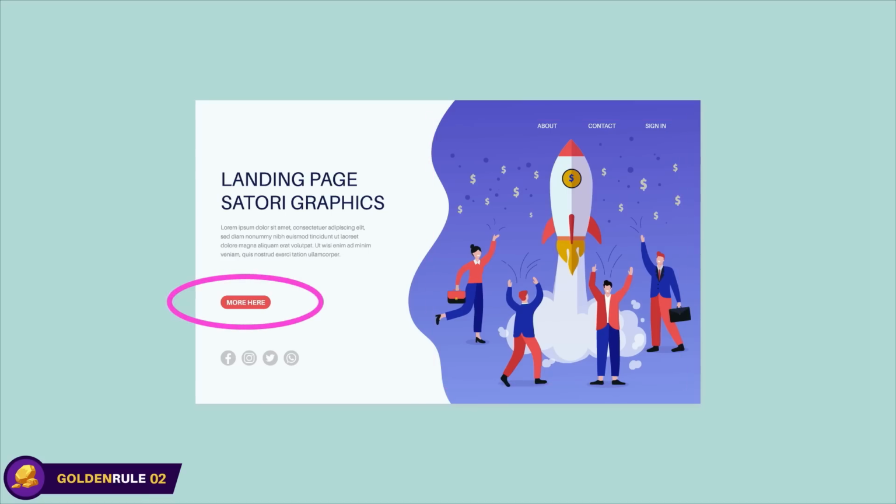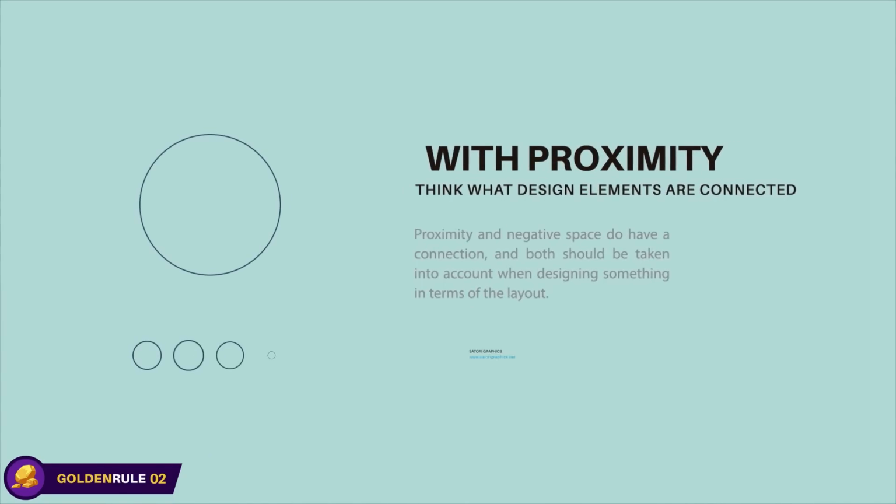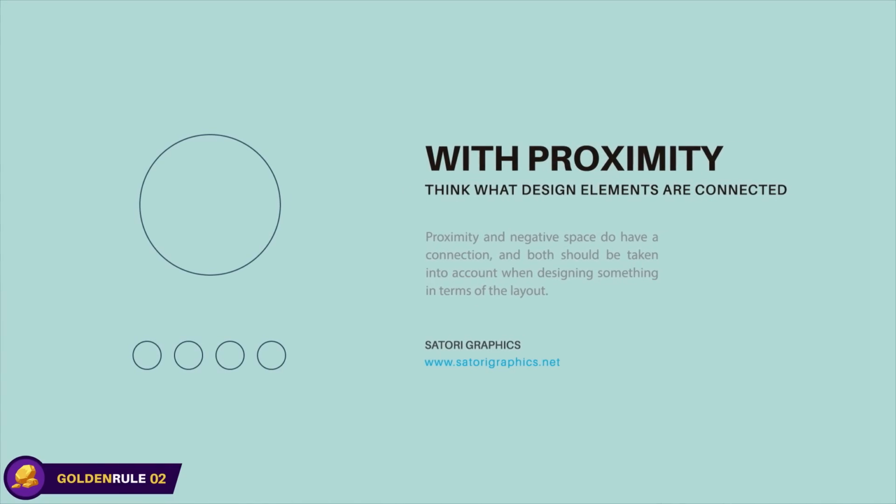Now below that, there is a call to action which has its own space and is left alone, which basically frees it up to make it easier to be seen by the viewer and thus clicked. And finally, all of the social media icons are below in their own group. On this left hand side, we have 3 different groups that all use neat and valid proximity. Proximity and negative space do have a connection, and both should be taken into account when designing something in terms of the layout.